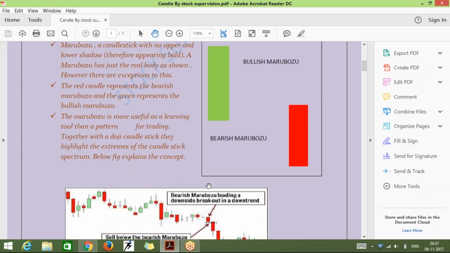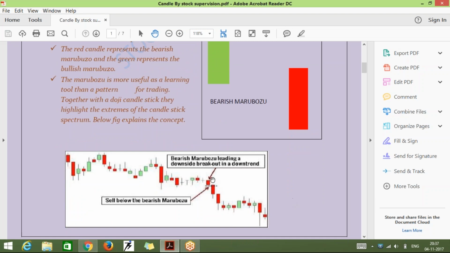In the picture given below, you can see a Marubozu is formed, and the previous candle was also a doji. A doji, as I said in the previous class, seen in an upward trend, in the upper part of a trend, signals a reversal to a downtrend. So exactly, it's a bearish Marubozu with a doji. You can see there is a downfall.